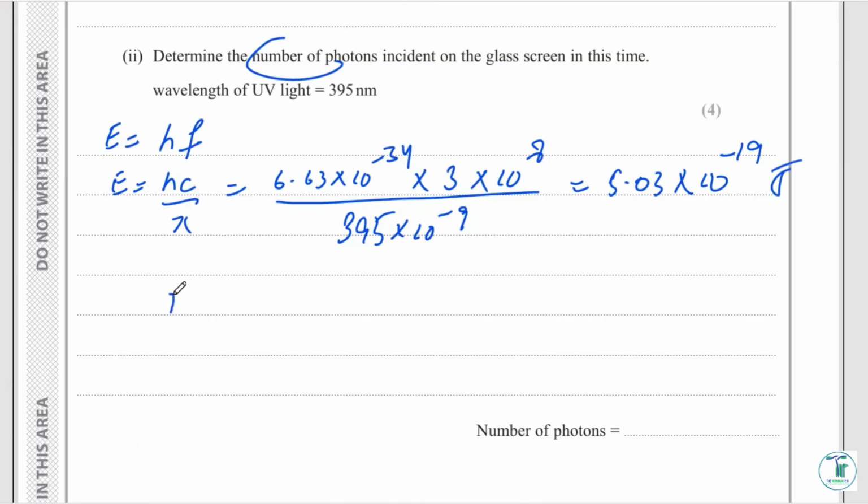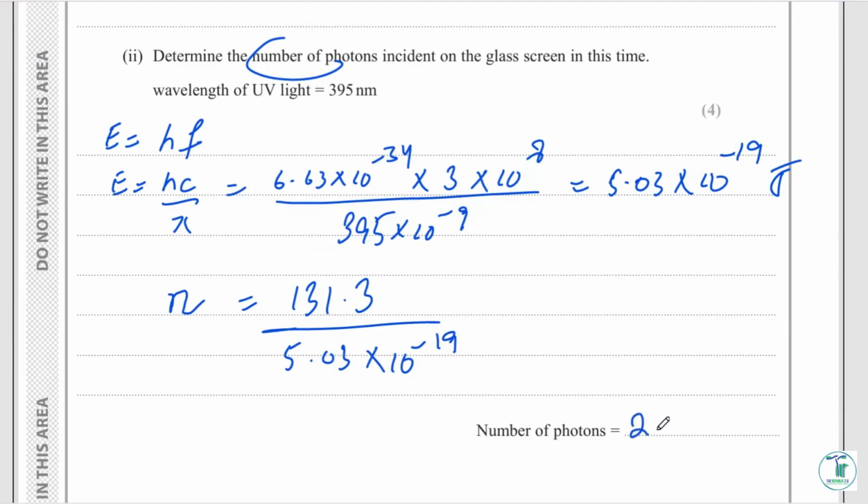So if I'm going to calculate the number of photons, remember that the total energy was 131.3 joules. I'm going to just divide it by 5.03 times 10 raised to the power of -19. Is that clear? By dividing them, I'll have the final number of photons, which would be 2.61 times 10 raised to the power of 20, right?